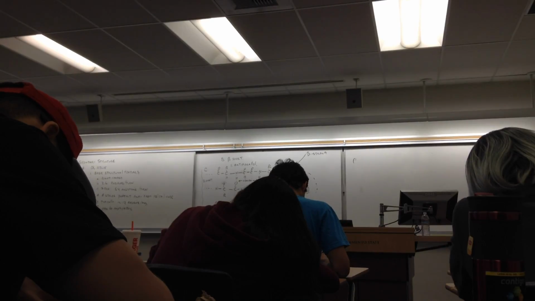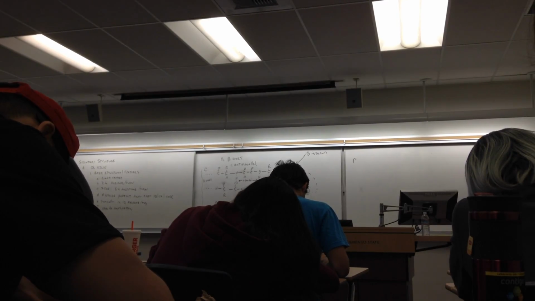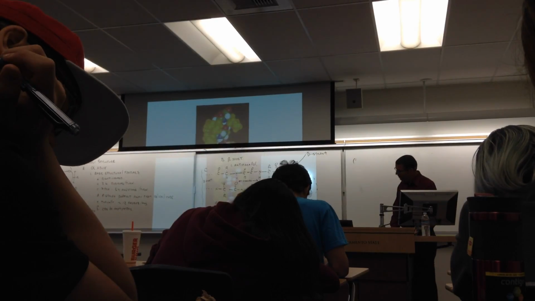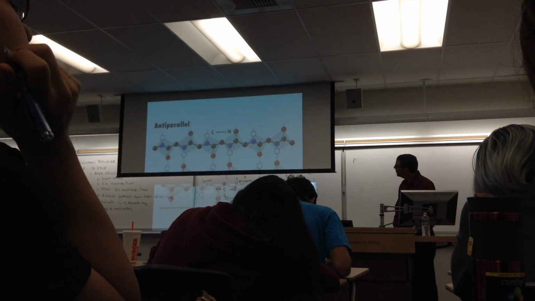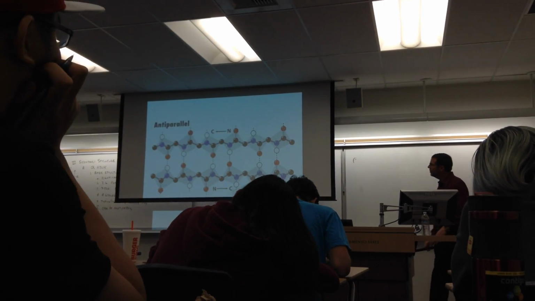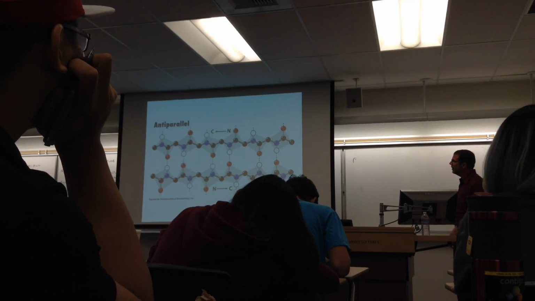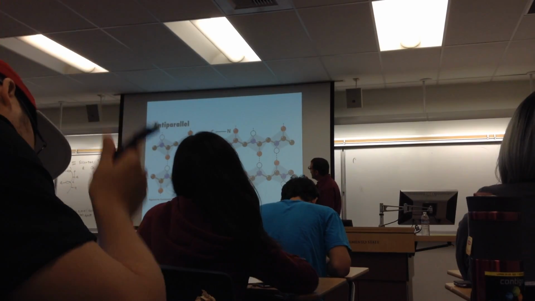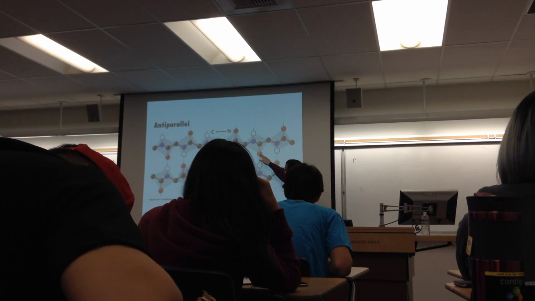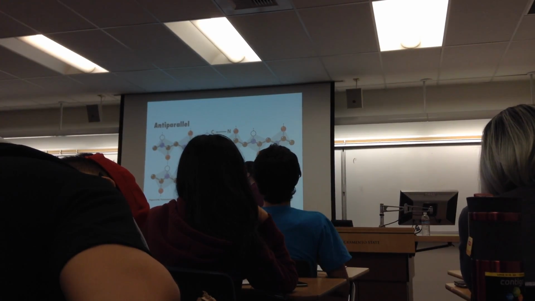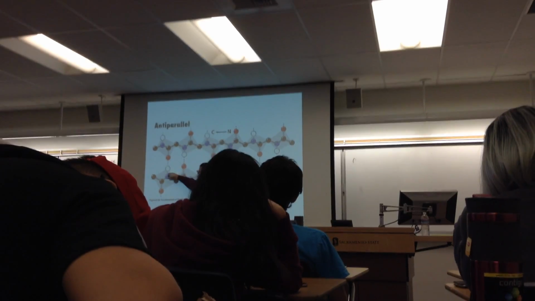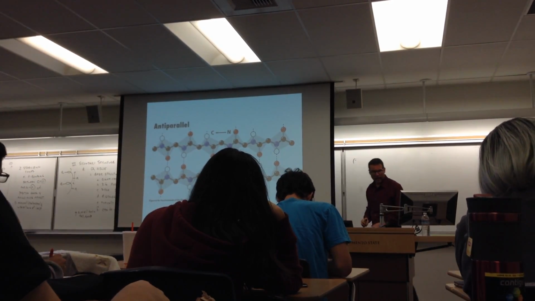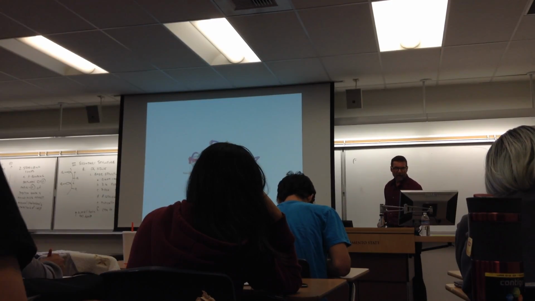Let me show a little bit nicer picture. So here's an anti-parallel beta sheet, in which these red atoms are the carbonyl oxygen, and the white atoms here are the amino hydrogens. You see the hydrogen bonding that comes all together.